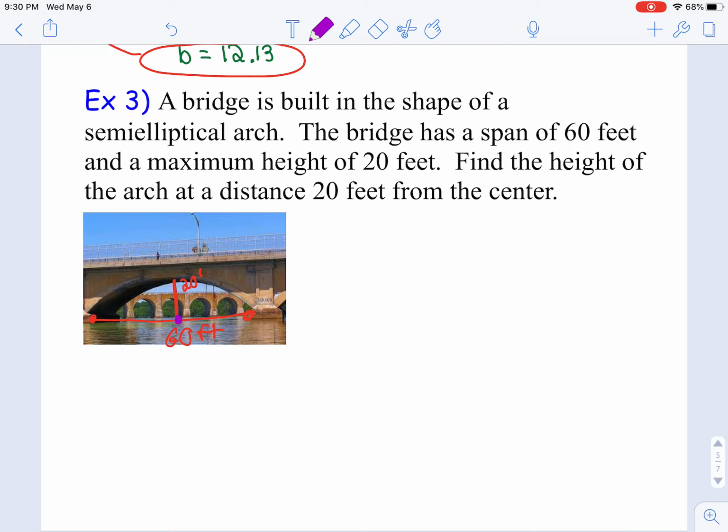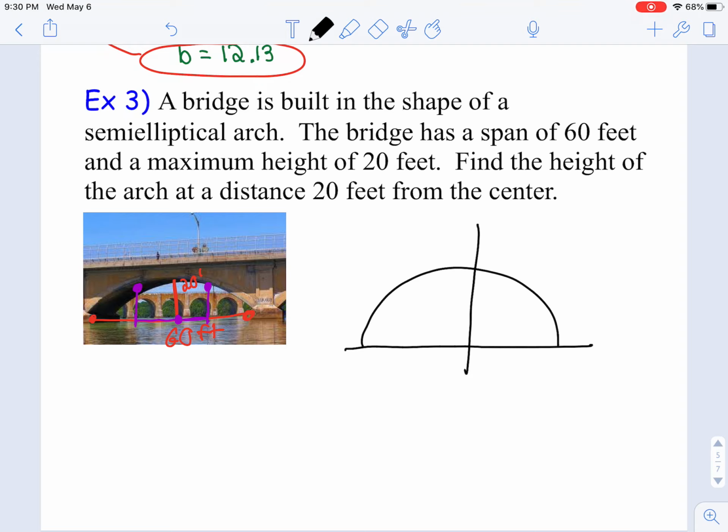So if I looked at this picture from my center, if I went out 20 feet, I want to know how high is the arch at this point. Or if I went 20 feet this direction, how high is the arch at this point? Now, just like we've done with previous problems, I would recommend that we put this on a graph.